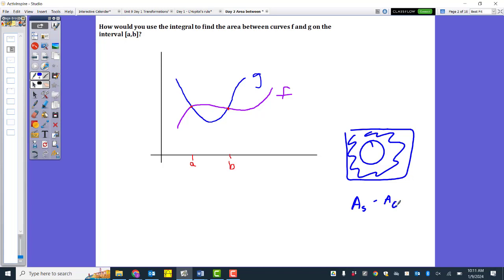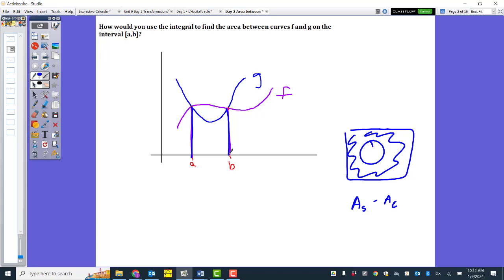So if we think of these as shapes, we're looking for the area of the upper shape, which would be this purple one, that shape, and we want to subtract out the area of the blue shape here. So of the blue shape here. So that's this one right here. Notice they go through the intersection.